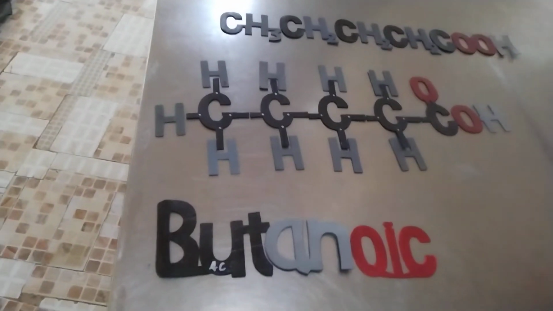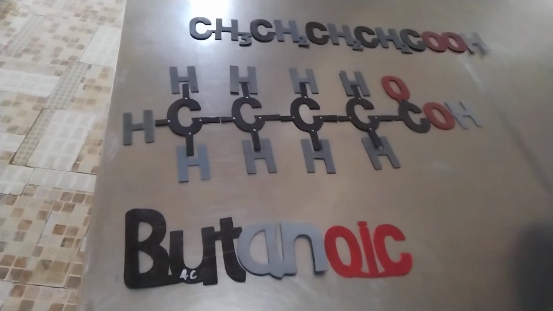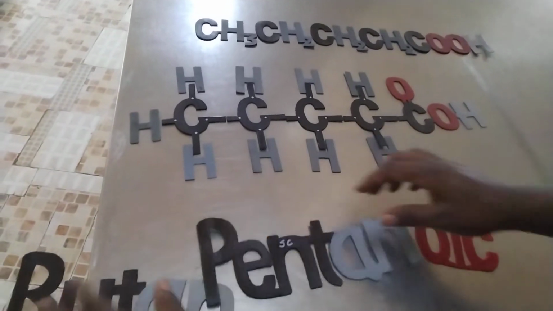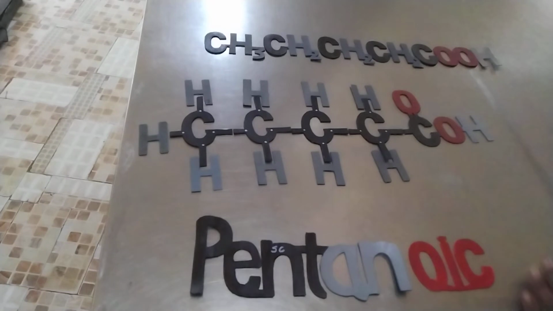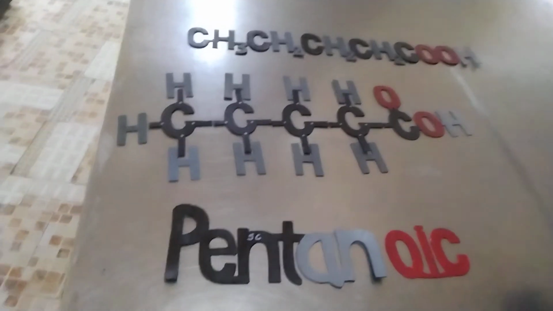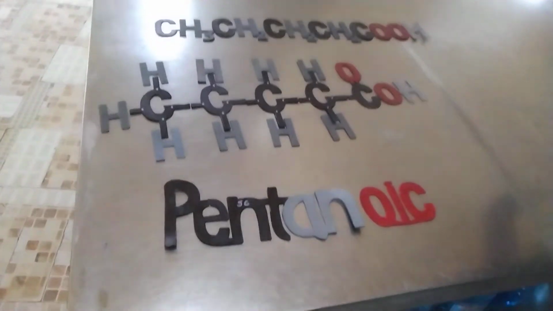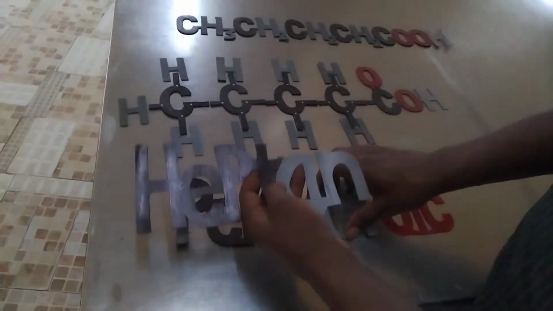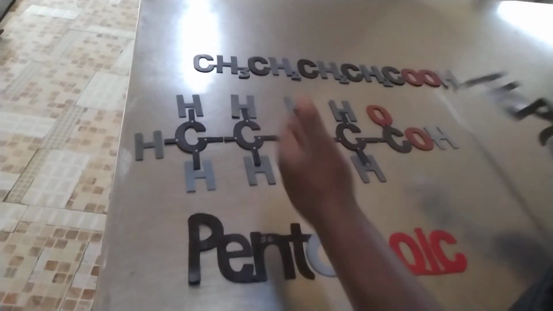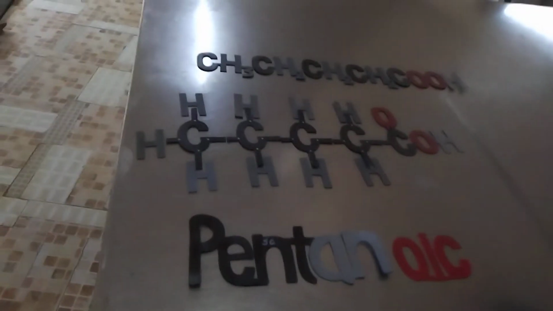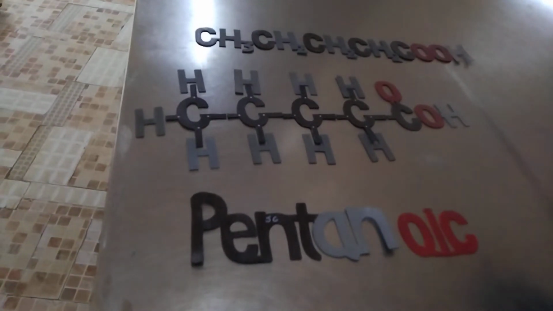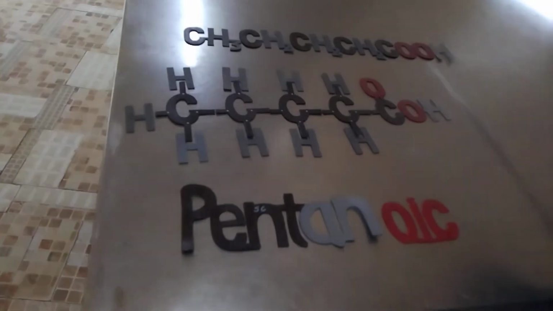The name of this carboxylic acid becomes pentanoic acid. Now, if you increase to 6, it becomes hexanoic acid. To 7, it becomes heptanoic acid. 7 carbon atoms becomes heptanoic acid, and so on and so forth. So that is simply how we name these organic molecules. We call them carboxylic or alkanoic acids.